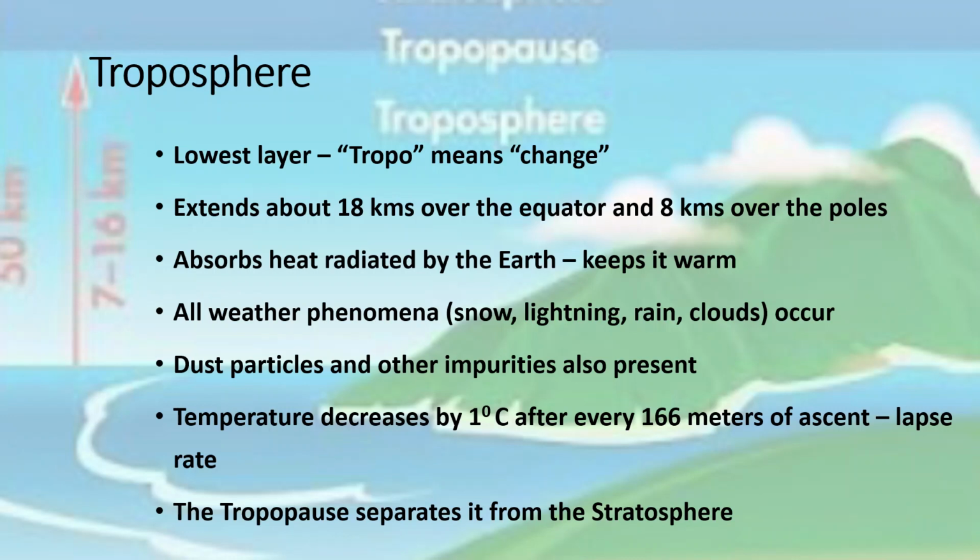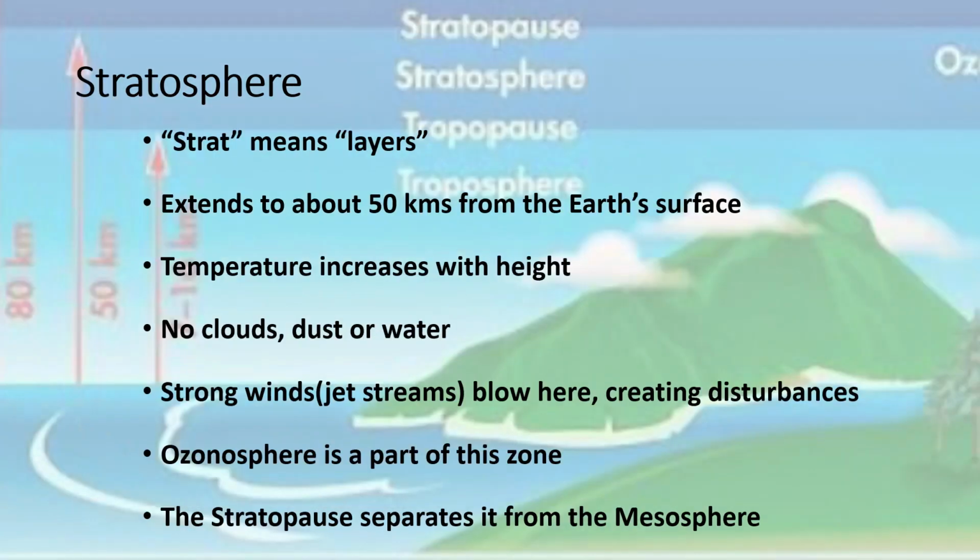Now, this layer of the troposphere is separated from the stratosphere by an imaginary layer called the tropopause. Alright, so now let's move on to the next layer, that's the stratosphere. Strat means layers. Here, strong winds, which are called jet streams, blow and create a lot of disturbances in waves. So layers, alright. This layer extends to about 50 kilometers from the Earth's surface.